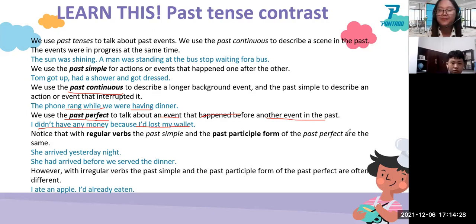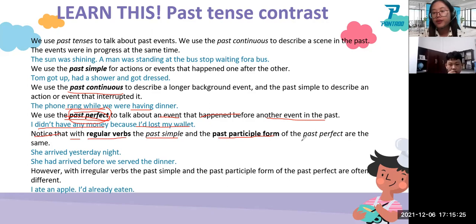Okay, your turn, past perfect. Again, past perfect is talking about an event that happened before. I didn't have any pencil because my friend took it. Oh, very good. See, that is past perfect. Good job, Kua.